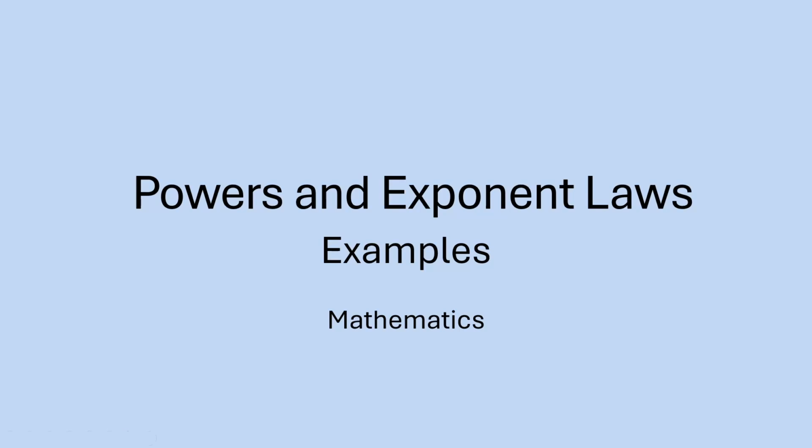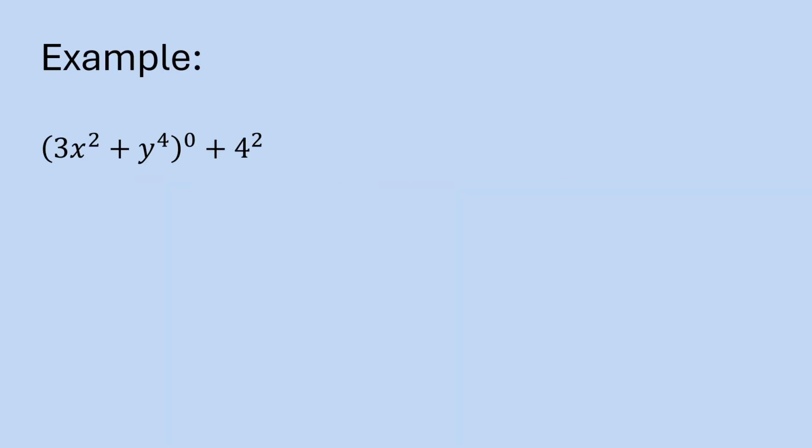In this video, we will see examples for powers and exponent laws. First example: (3x² + y⁴)⁰ + 4². As per the zero exponent law, if the exponent is 0 for any value, the answer is 1. So the value of this part is 1 because the exponent is 0. So the answer is 1 + 4². 4² means 4 times 4, which is 16, so the answer is 17.